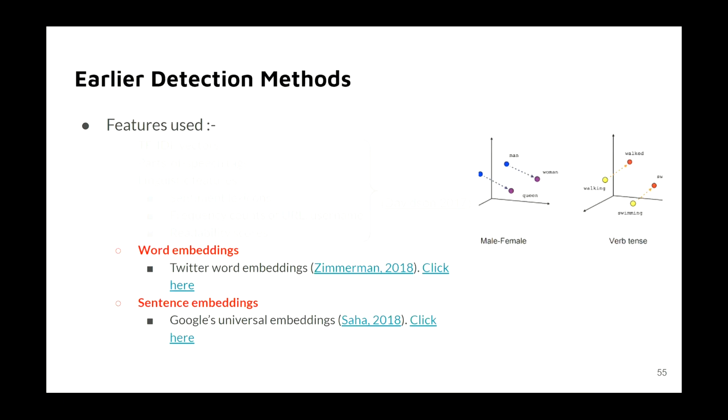With the advent of the deep learning era, different embeddings came up, which are again used in this hate speech content. A few of them were word embeddings. One of them used was Twitter word embeddings. And for sentence embedding, Google's Universal Sentence Encoder. So you can check the link later to understand how this works.